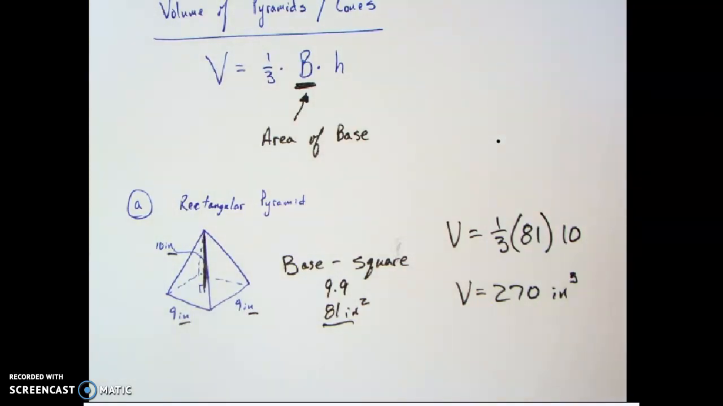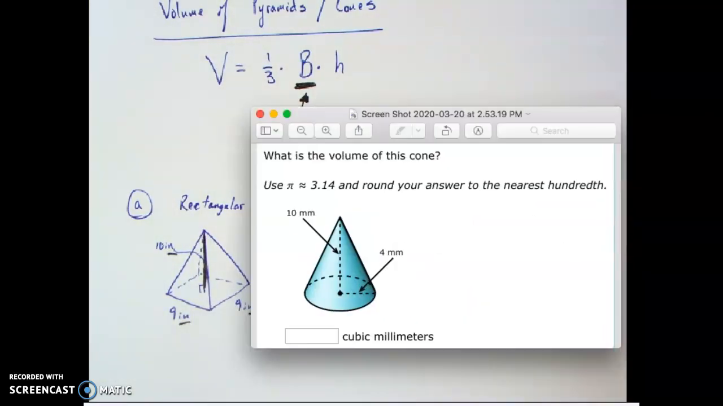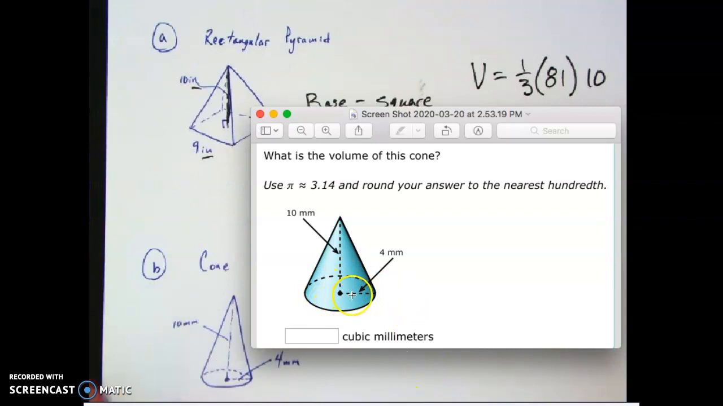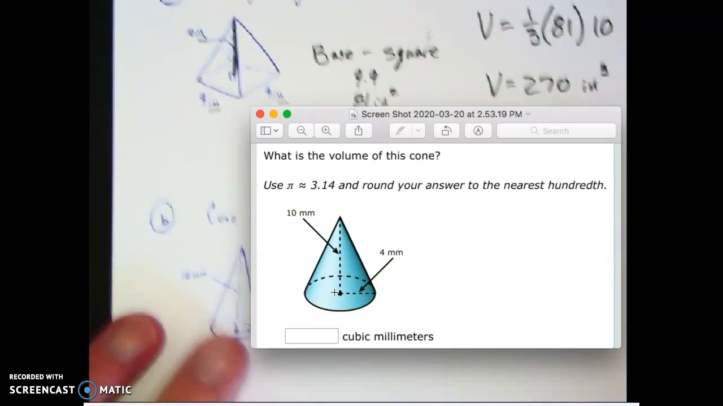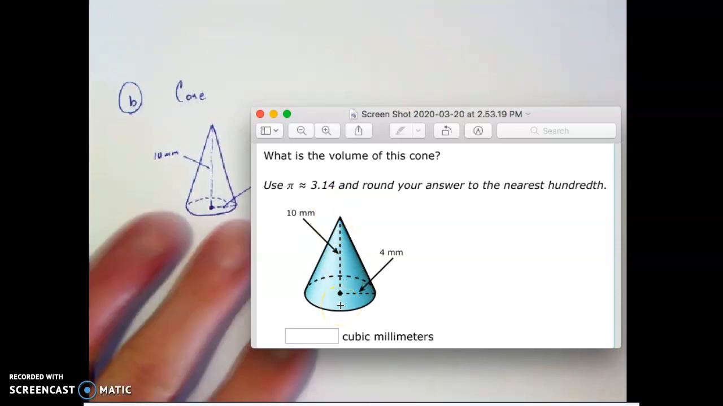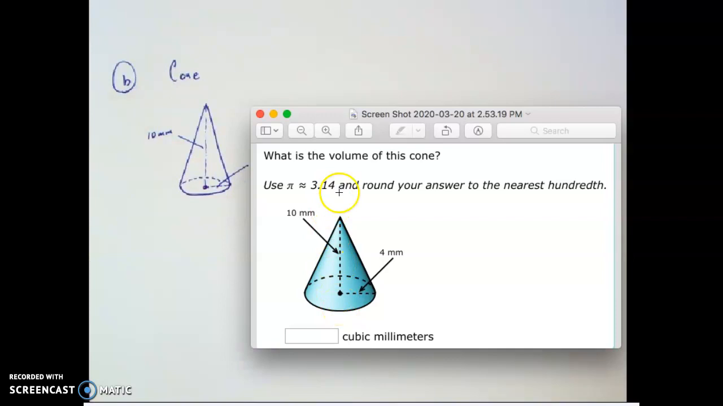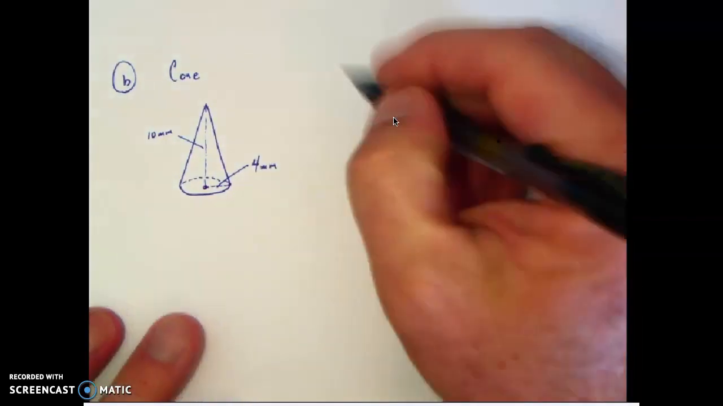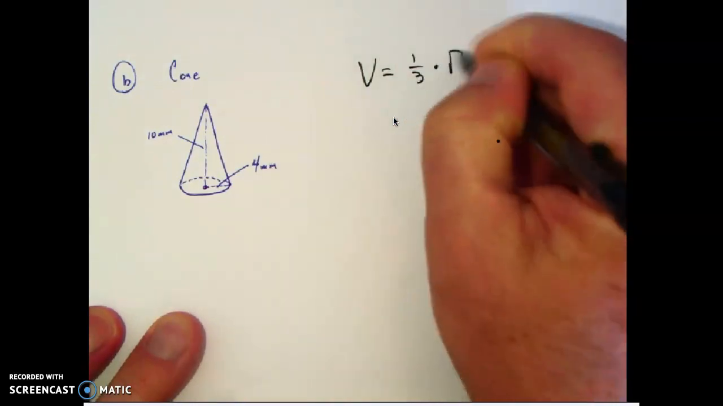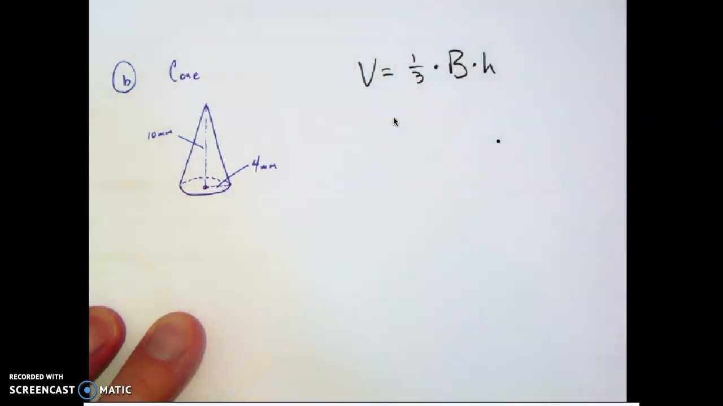In our next example, now we're going to be looking at a cone. So for this cone, again, we have a circle base. So we're going to find the area of the base, which is finding the area of that circle. And then our height is 10. And again, because it is a cone, not a cylinder, we would do 1/3 of that. So again, the formula: volume is equal to 1/3 times the area of the base times the height.